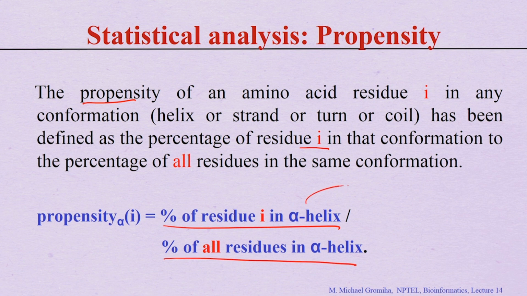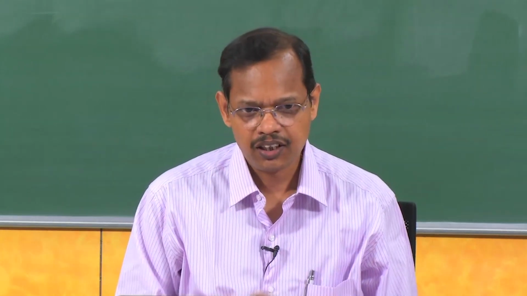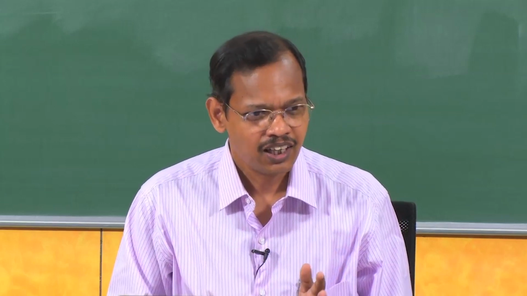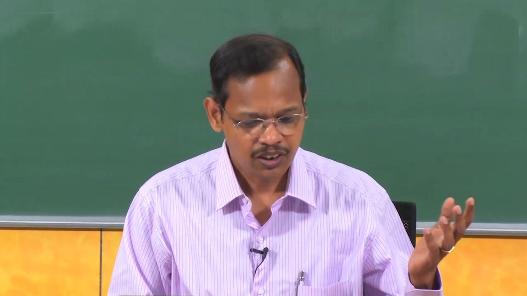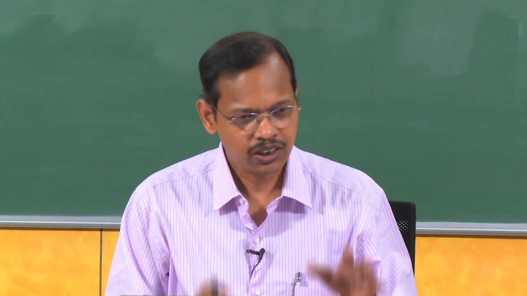How to calculate the percentage of residue I in alpha helix? The number of ith residues in alpha helix divided by all the residues of type I. For example, alanine: 10 alanines, and 7 in alpha helix. What will be the percentage of residues in alpha helix? 70%, right.